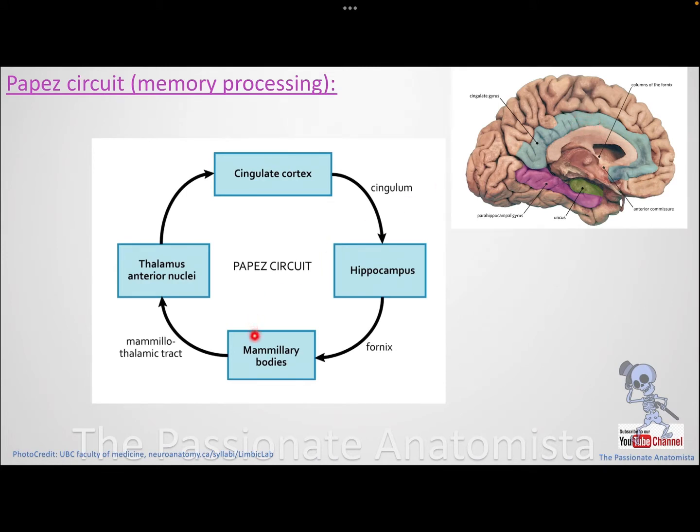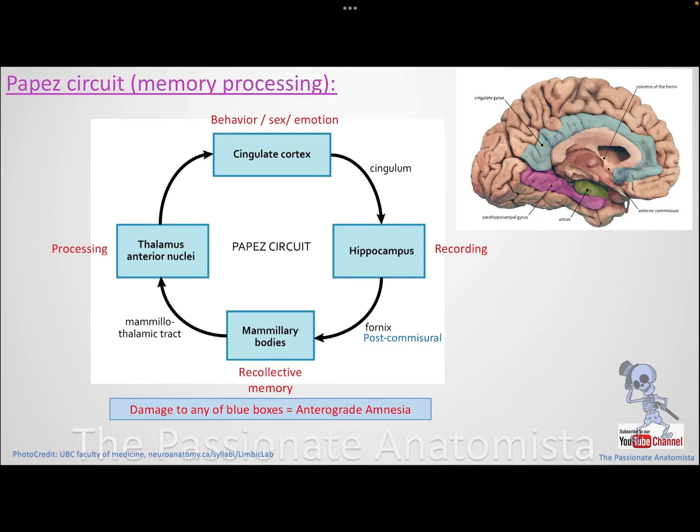What is the name of the tract? We call it the mammillothalamic tract that will take you from the mammillary body to the anterior nucleus of thalamus. Okay, now here we are adding more information about the function of each one of the participants.